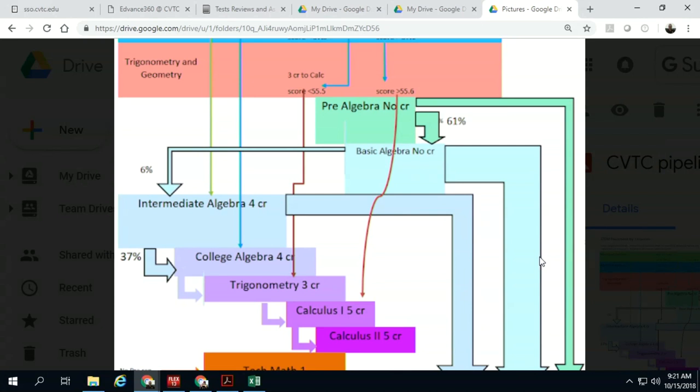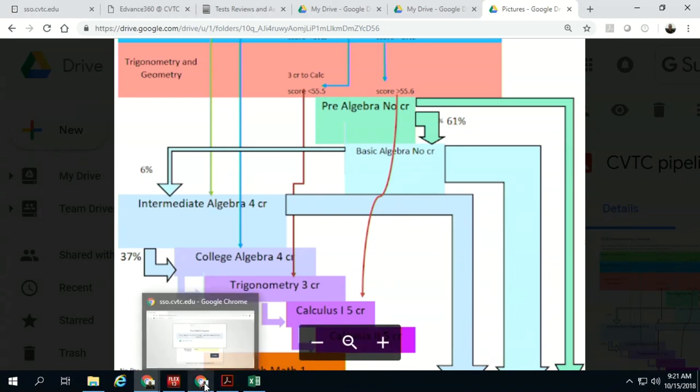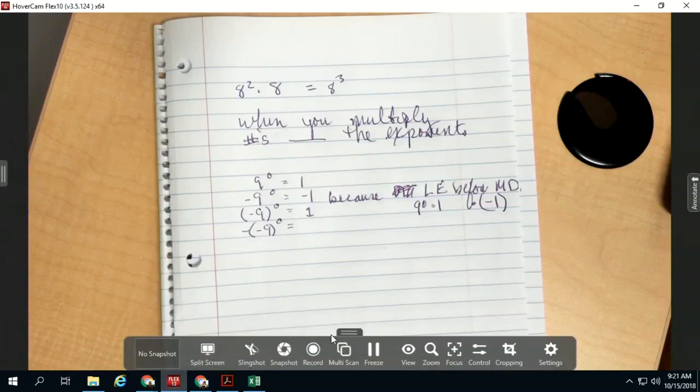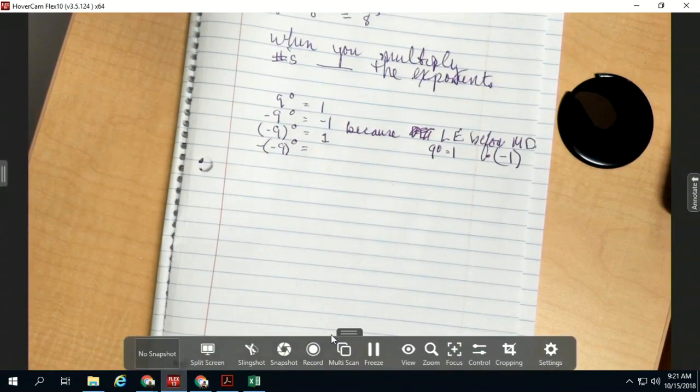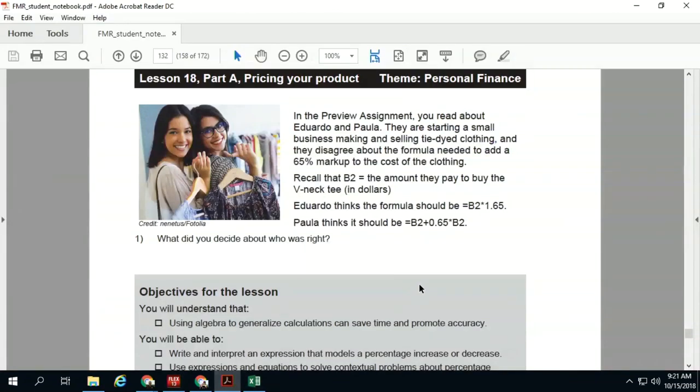A number to the 0th power is 1. That's a really important thing to note, because you get to something like this. Chapter 18. What are we going to do about pricing our products? We're on page, don't know, 132.